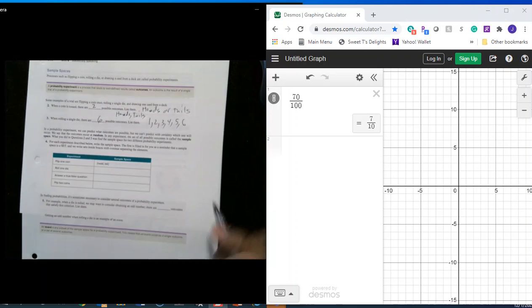Okay, now, in a probability experiment, we can predict what outcomes are possible, but we can't predict with certainty which one will occur. We say that the outcomes occur at random. In any experiment, the set of all possible outcomes is called the sample space. What you did in questions 2 and 3 was find the sample space for 2 different probability experiments. For each experiment described below, write the sample space. The first is filled in for you as a reminder that a sample space is a set, and we write sets inside braces with commas separating the elements.